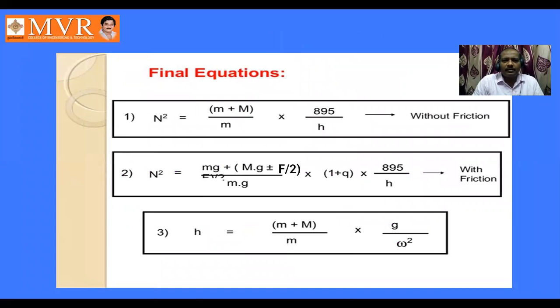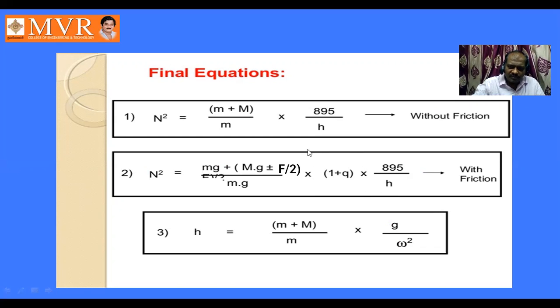So ultimately we are going to solve the relation between the parameters in the given Porter governor. So without friction, N is the RPM, small m is the mass of the ball, capital M is the central mass, 895 is a constant factor, and h is the height of the governor. This is without friction. If friction is included, the gravitational force will be there. Capital Mg means central weight plus gravitational force plus F by 2 forces acting on this, mg into 1 plus q into 895 h. Here 1 plus q is introduced.